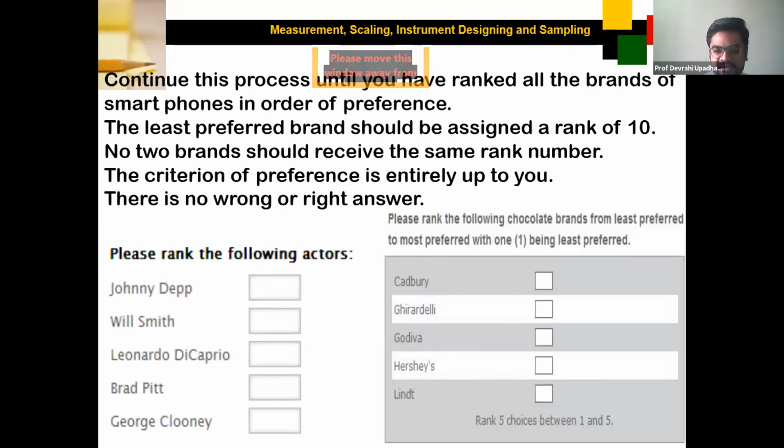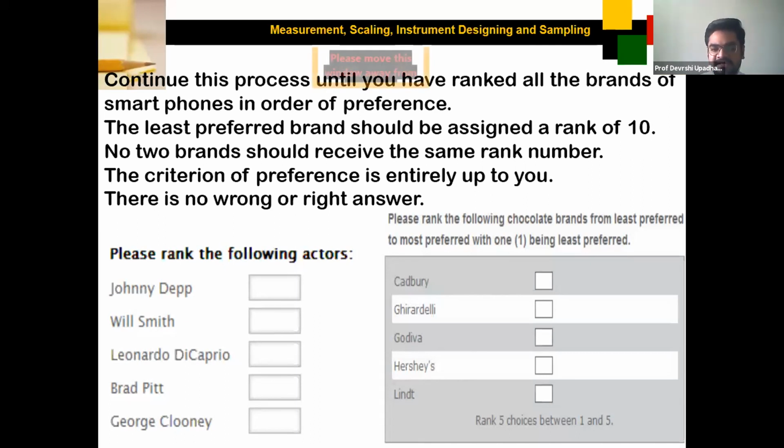In the example on the right-hand side, I have also said: please rank the following chocolate brands from least preferred to most preferred, with one being least preferred. I have stated very specifically that it goes from least preferred to most preferred. If I like Cadbury, I will give it a 5. But for the chocolate Ghirardelli, because I don't prefer Ghirardelli as compared to Cadbury, I'll give it a 1.